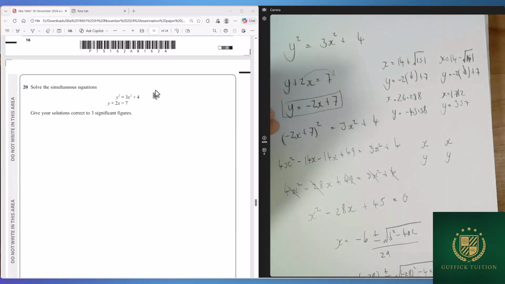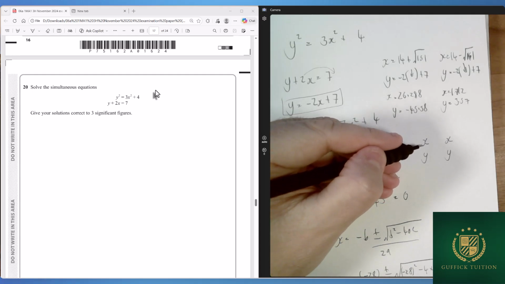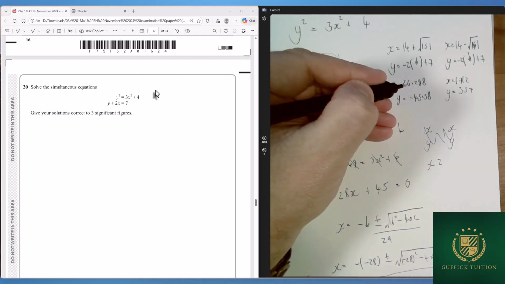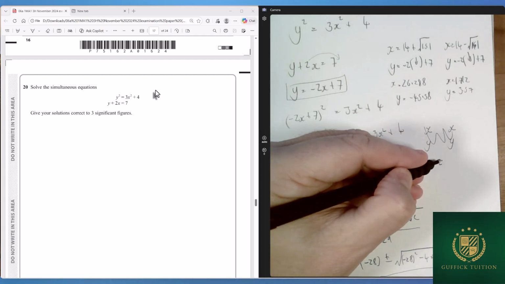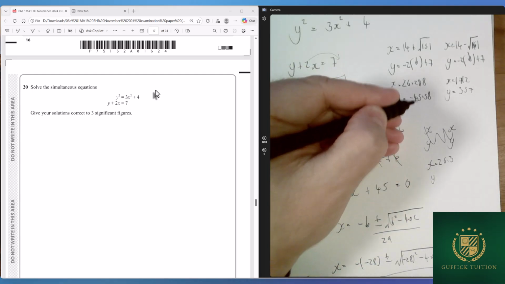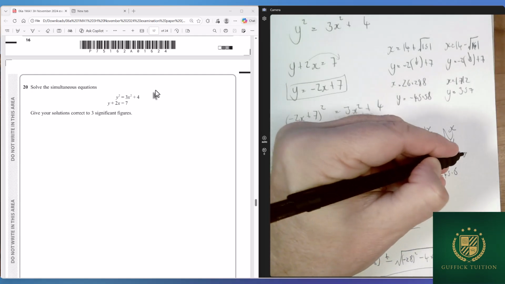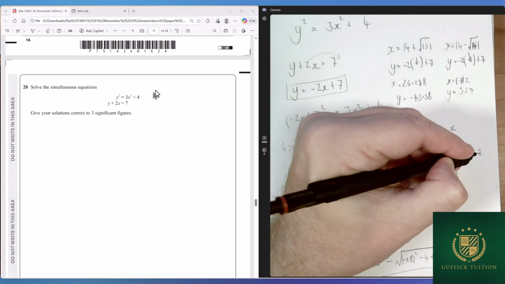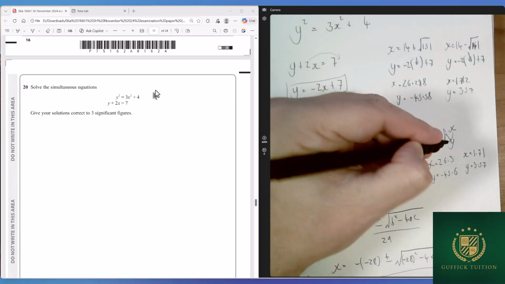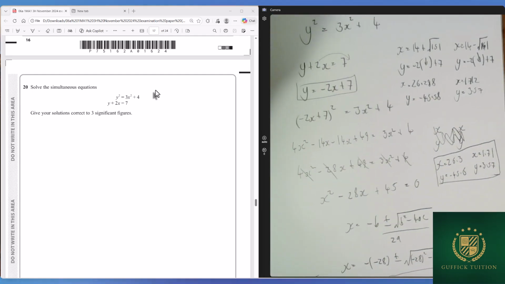Now it says give your solutions correct to 3 significant figures. So each one needs to be 3 significant figures. So this first x, correct to 3 significant figures, is going to be 26.3. This y value is going to be minus 45.6. This x value is going to be 1.71, and this y value is going to be 3.57. So giving everything correct to 3 significant figures, those are our final answers for that one.